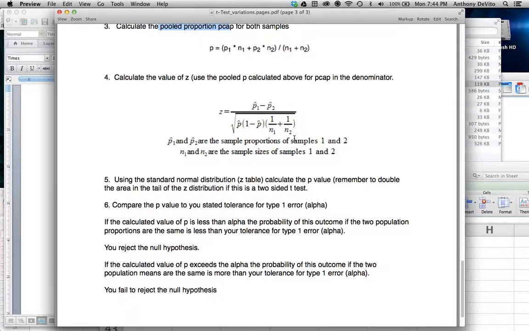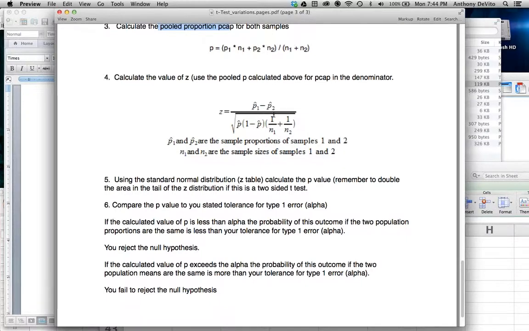well, now here we're going to get excited. This is going to get exciting now. It's going to be the square root of P cap. Notice it doesn't say 1 or 2, so what is that? That's my pooled proportion, right? And it just says P cap there. So that's my pooled proportion there.